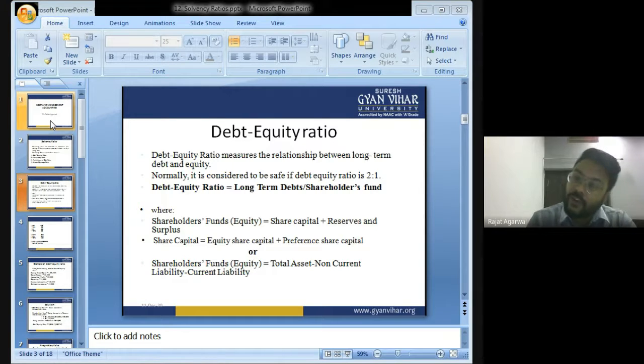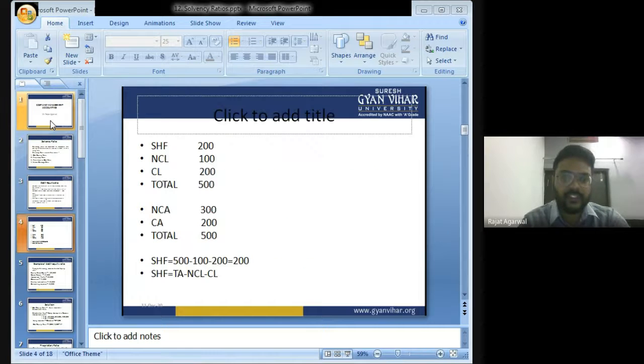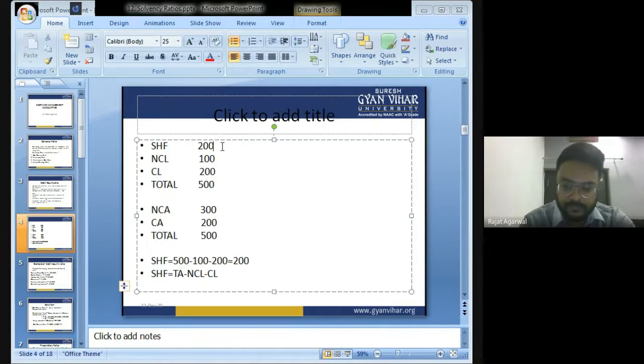Acha, shareholder fund can also be calculated by one more way. Shareholder fund means share capital and reserve and surplus, but it can also be calculated by one more way. Let's see. This is the information that has been given to you.